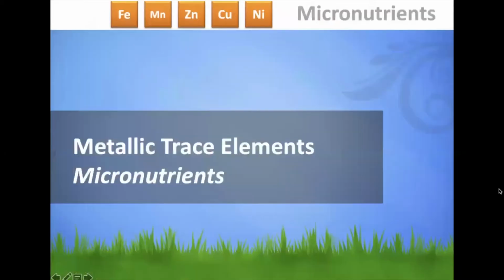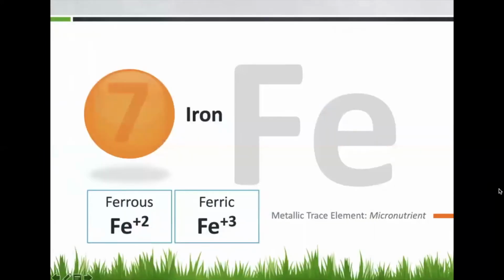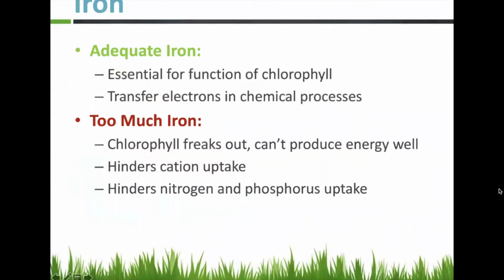Now we're going to get into micronutrients, and that includes iron, manganese, zinc, copper, and nickel. First, we're going to touch on iron. When you have adequate iron, this is essential for function of chlorophyll, so you're going to have a nice green color to the foliage. And this also promotes the transfer of electrons in chemical processes. So this is when plants are performing their best. So they're going to be resistant to some diseases and insects, and they're going to be nice and healthy looking.